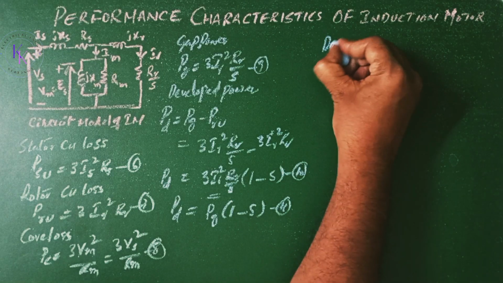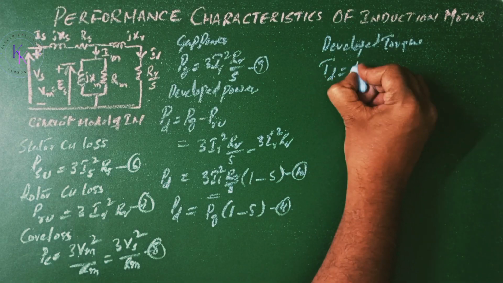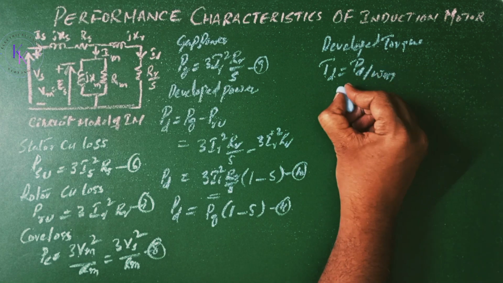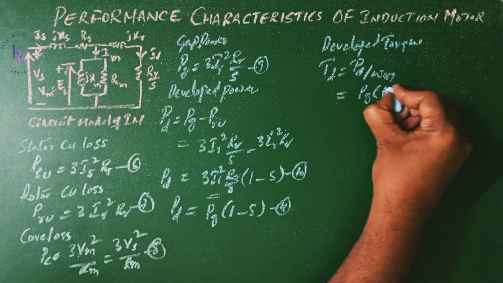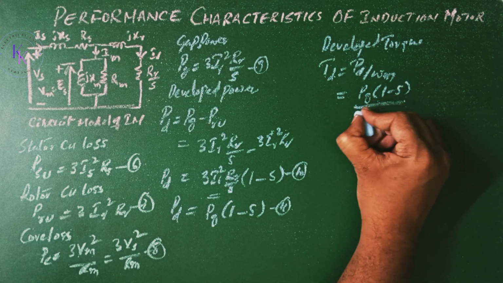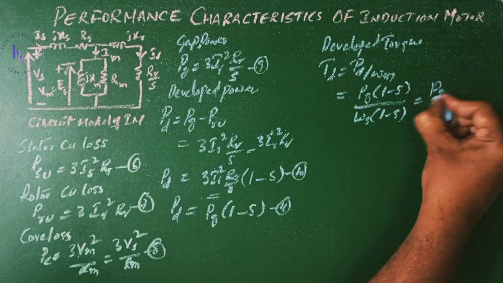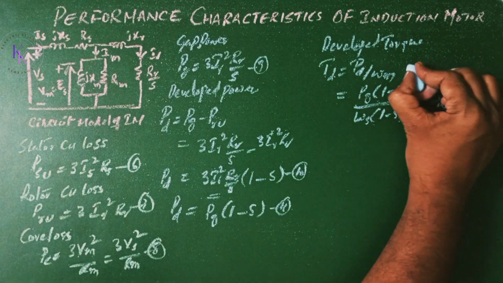Developed torque TD is given by developed power PD divided by omega m. That equals PG of 1 minus S divided by omega S of 1 minus S, that equals PG by omega S. Let that be 12.